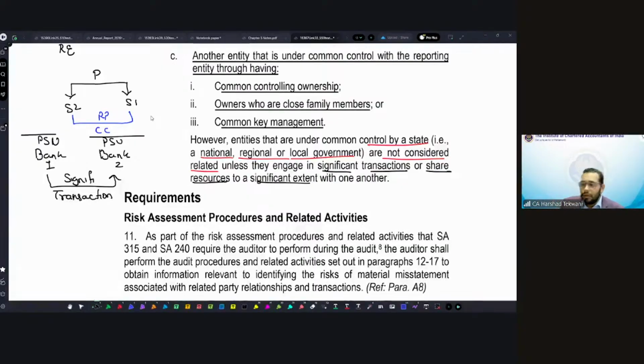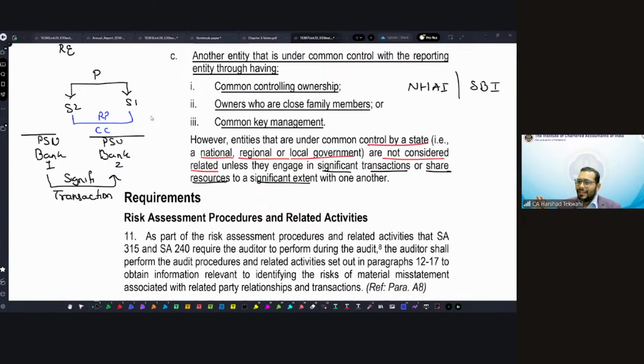Simple example, let's say NHAI. What is NHAI? Can anyone tell me quickly? National Highways Authority of India. And let's say SBI. Both are public sector undertakings.